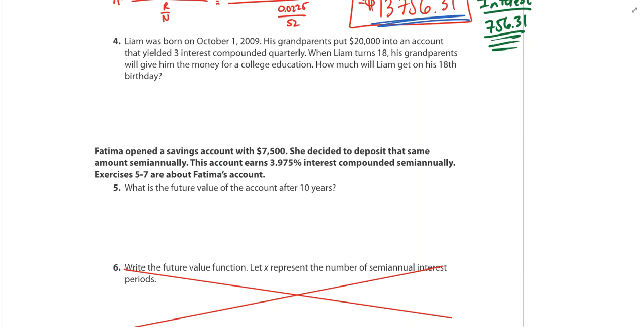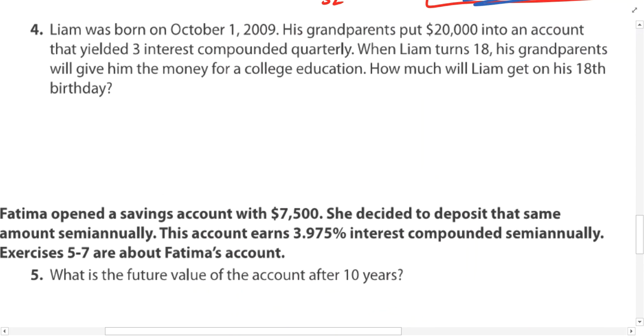Okay, in this video, I'd like to continue with our practice problems for day 58. Now, number 4, I started reading this and realized that this one's a little bit different than what we've already seen today. Liam was born in October of 2009, and his grandparents put $20,000 into an account. That must be nice. But they did not add to it anymore.